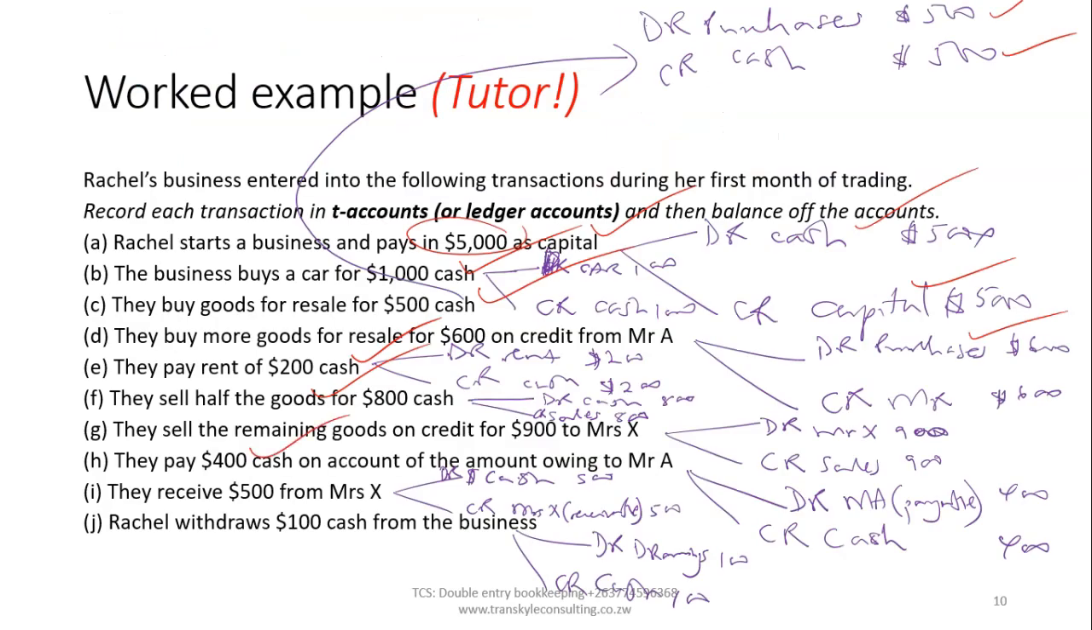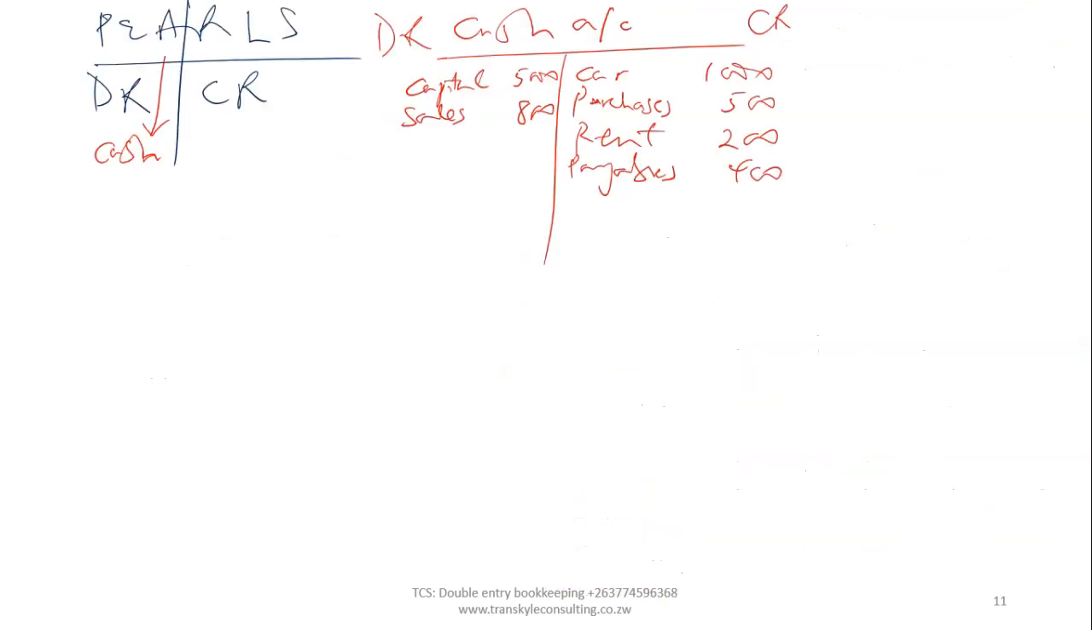Then they receive $500 from Miss X. So a receivable paid us. So this is why we said debit cash 500 and credit Miss X. So we have to write that receipt for Miss X. Okay, receivable. The receivable of $500 from Miss X.